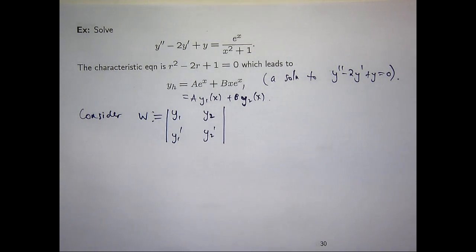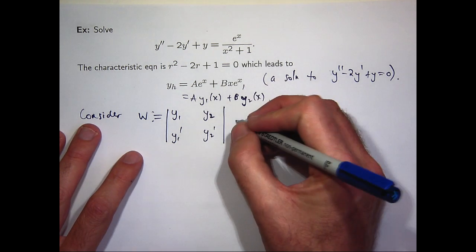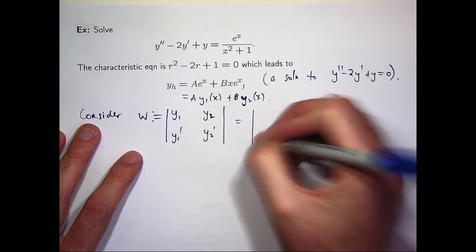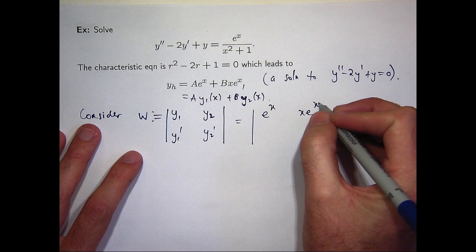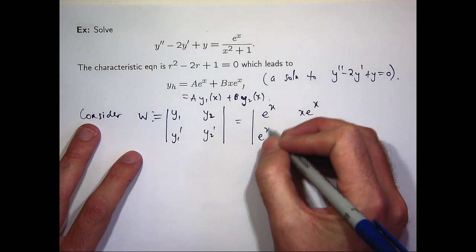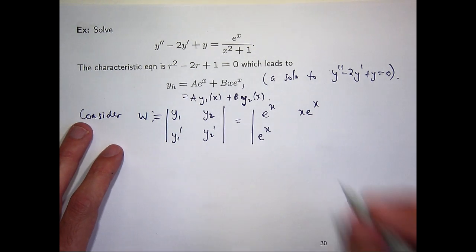So if y1 is e to the x and y2 is x e to the x, we need to calculate their derivatives. Okay, so that one's easy. And this one I'm just going to use the product rule.